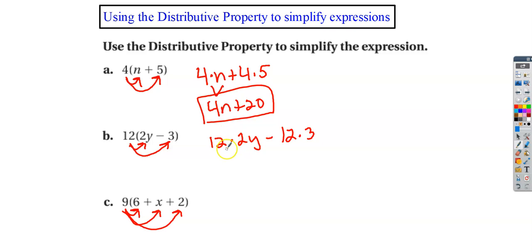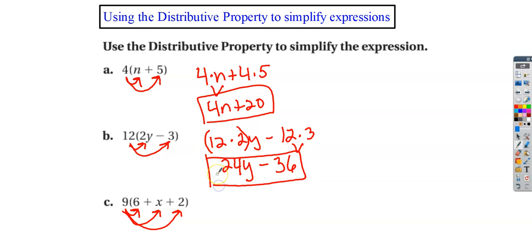I want to do some associating. I'm going to put the 12 and the 2 in the parentheses because this is all multiplication, but I want to simplify as much as I can. 12 times 2 is 24 times y, and then I do the other math. 12 times 3 is 36. That is as simplified as I can get. The last example is 9 times 6.